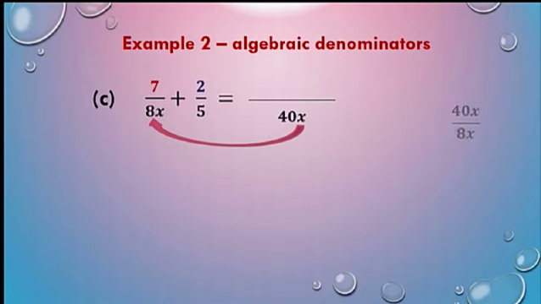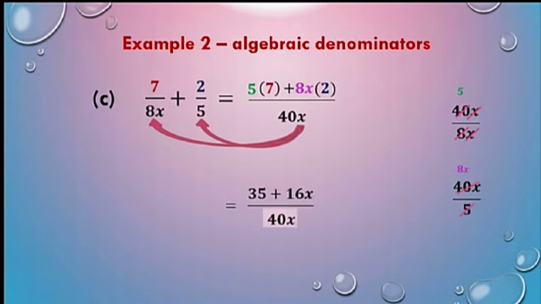40x divided by 8x is 5 because the x gets cancelled. 40 divided by 8 is 5. 5, we multiply it with the numerator of the first fraction, which is 7. 40x divided by 5 is 8x. You multiply it with 2. Simplifying the numerator, you are going to have 35 plus 16x over 40x.